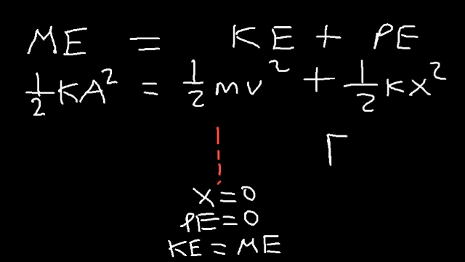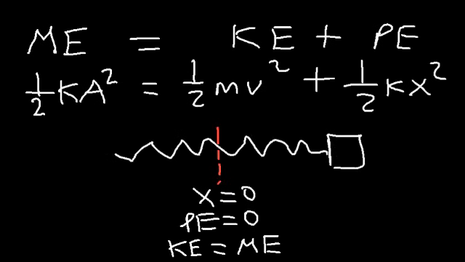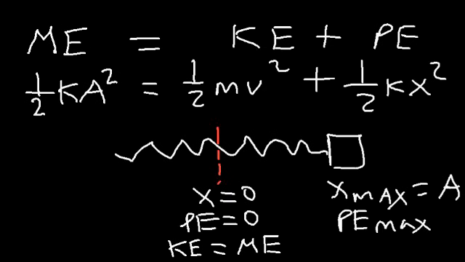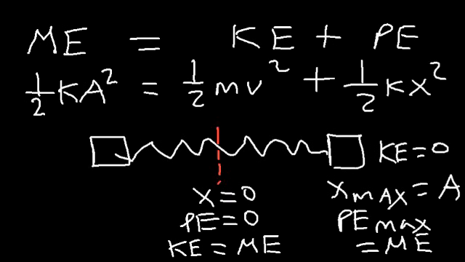Now let's say it's at the right, fully stretched. At this point, the maximum displacement is equal to a. So when x is equal to a, the potential energy is at a maximum. It's equal to the mechanical energy, which means that KE is equal to 0. And when it's fully compressed, PE is still equal to the mechanical energy, and KE is equal to 0.